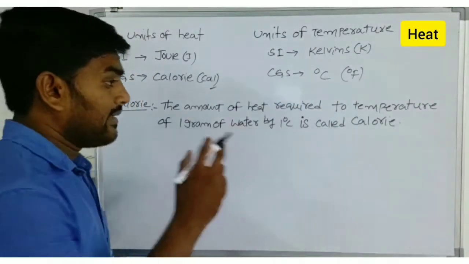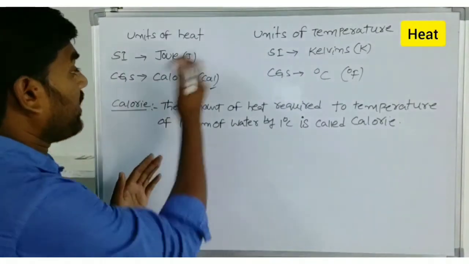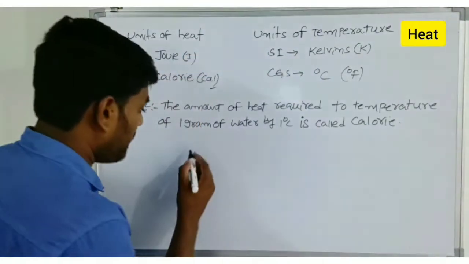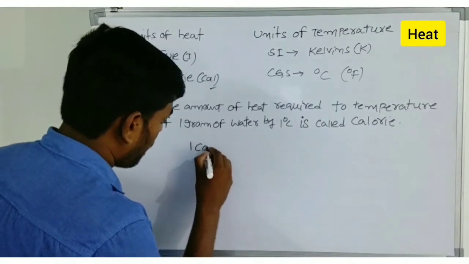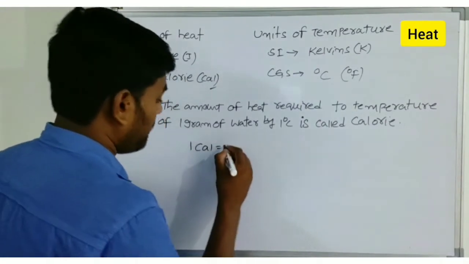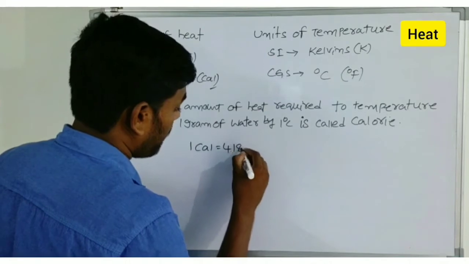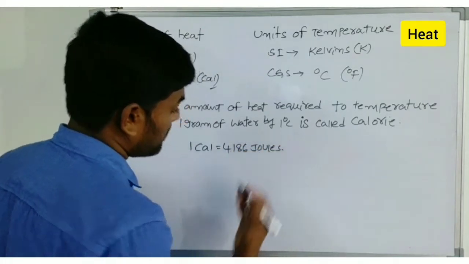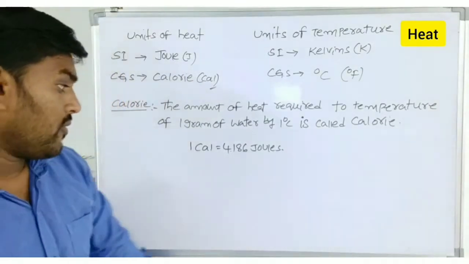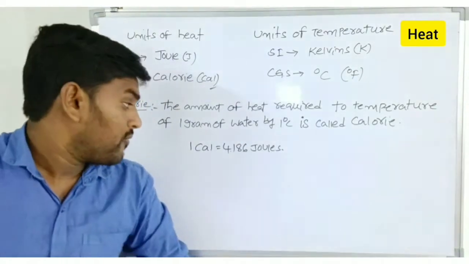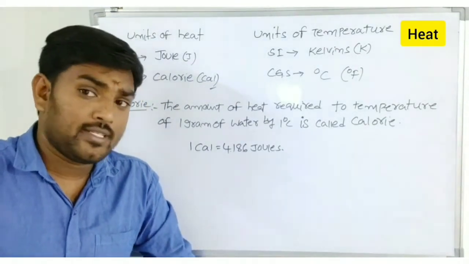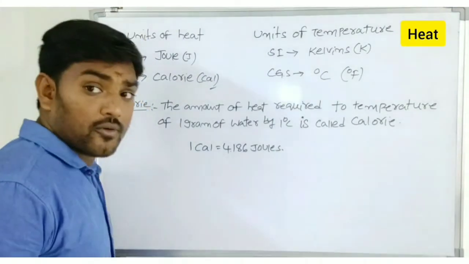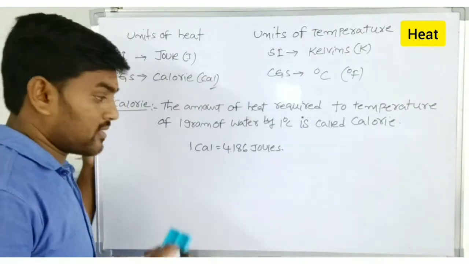So, the conversion of calories into joules, and joules into calories: 1 calorie is equal to 4.186 joules.